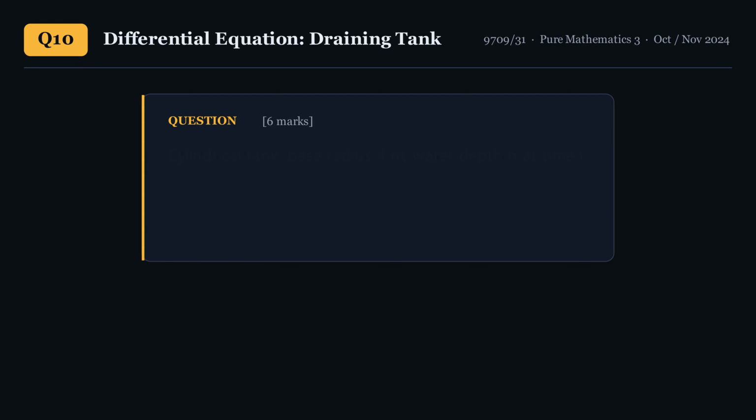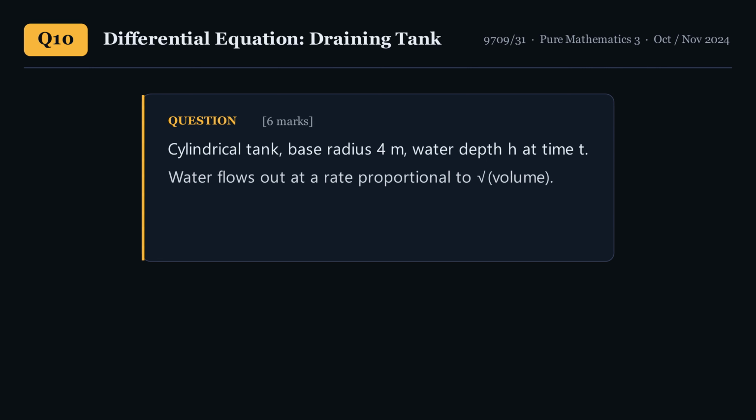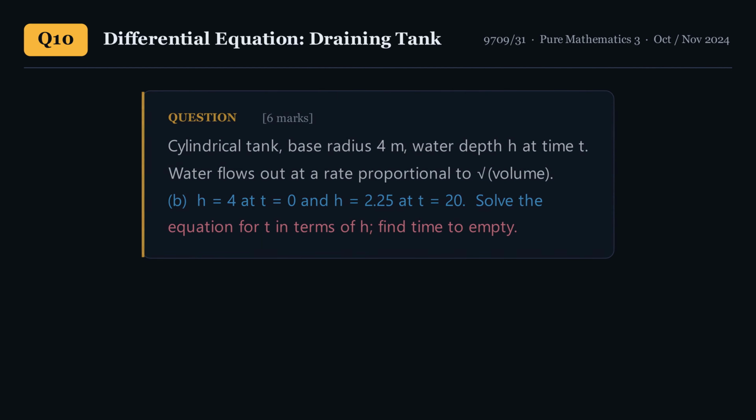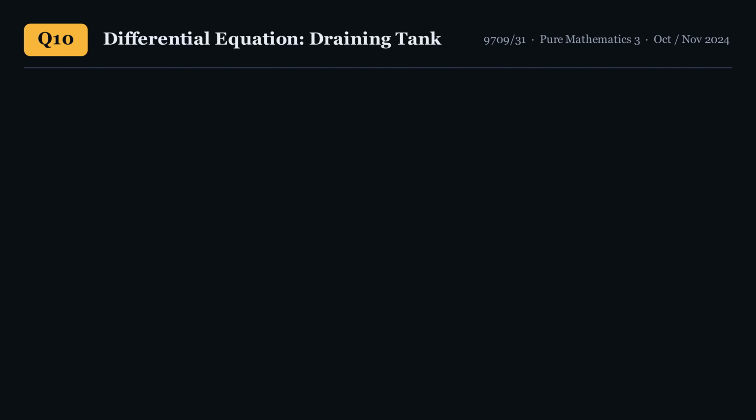A cylindrical tank has base radius 4 meters. The water depth is h at time t. Water flows out at a rate proportional to the square root of the volume. Part B. At t equals 0, h equals 4. At t equals 20, h equals 2.25. Solve for t in terms of h, and find the time to empty the tank. Now let's work through the solution step by step.